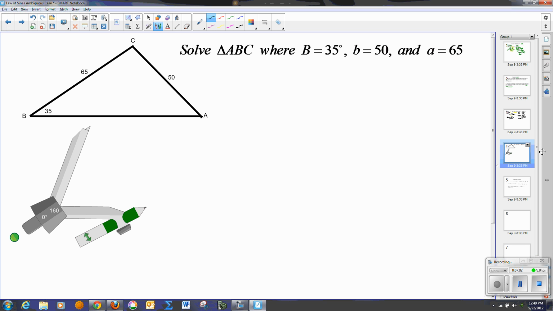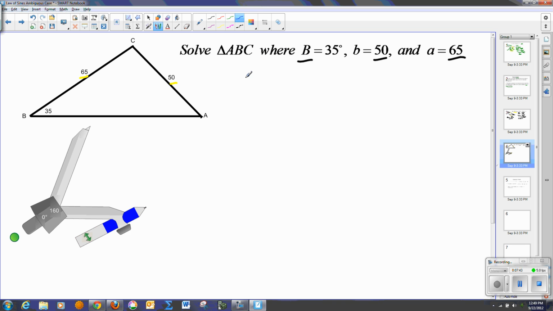So in this example, we have a situation where I'm given, once again, two sides and an angle. And you'll notice in this case that the side opposite the given angle, so this is the side of 50, is less than the other side of 65. So in this case, we're going to get 0 or two solutions. And we don't have really any choice. It's either going to be 0 or it's going to be 2.